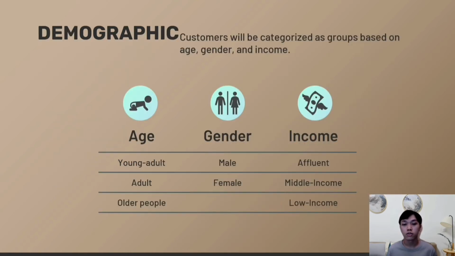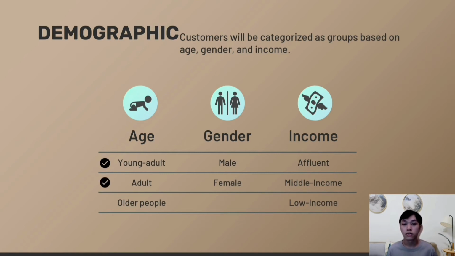The first segmentation basis used by Samsung is demographic. This is where the customers will be categorized into groups based on age, gender, and income by Samsung. For example, age, like young adults and older people. Based on the video with BTS, we can see that Samsung is targeting young customers who might be fans of BTS, and not to mention that BTS members are men between the ages of 20 to 30, to attract adults.